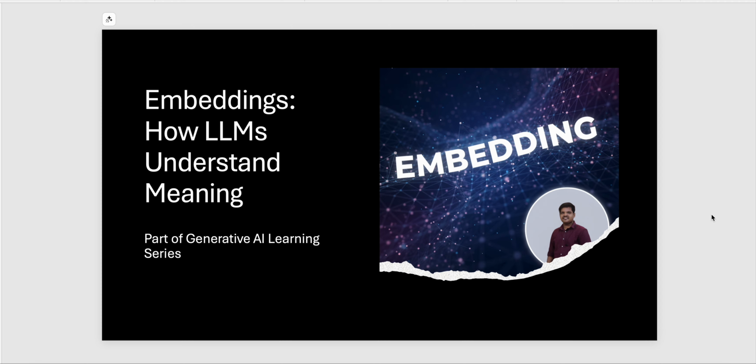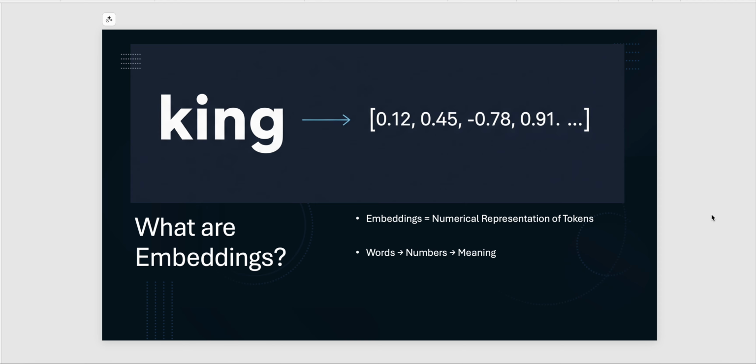This is part of Generative AI learning series, Embeddings, how LLMs understand meaning. So, what are embeddings? Embeddings are the backbone of how LLMs understand language. A token by itself is just text, but the model can't work directly with text. So, each token is mapped to a high dimensional vector, basically a list of numbers. These numbers aren't random, they capture the meaning, context, and relationships of the words. So, embeddings are the bridge between human language and machine understanding.